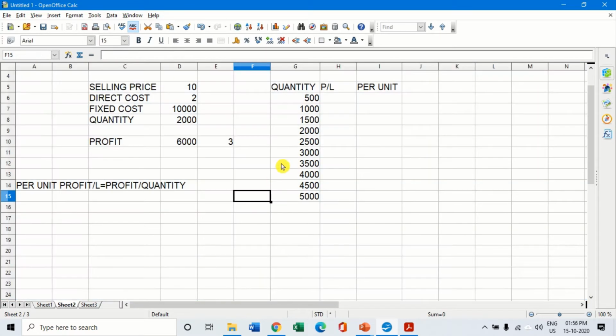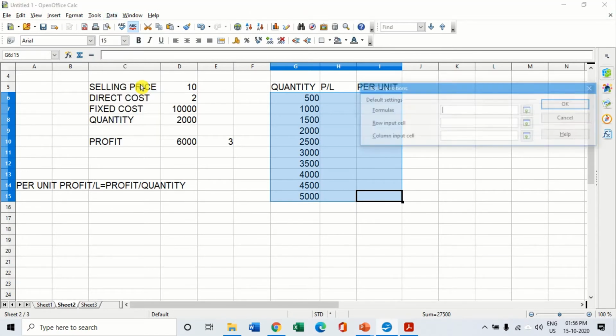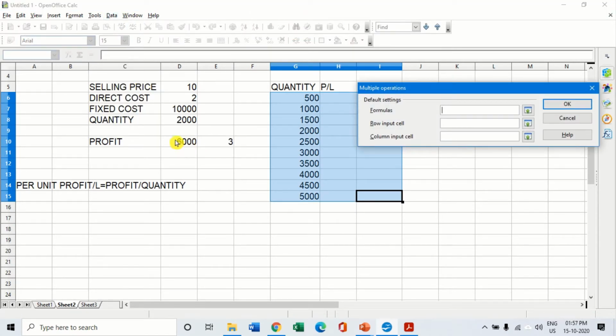Now here we are going to find out the profit as well as the loss and per unit profit or loss. Same way as before, but this time we are going to select 3 columns because we need 3 of this. Now go to data, multiple operations, and this time in the formula we are going to select both the formulas. So here we have got 2 formulas, and the column input once again is going to be the quantity, because we are going to find out for the different quantity in the formula, and here we say OK.